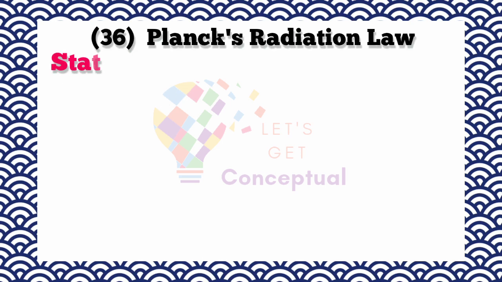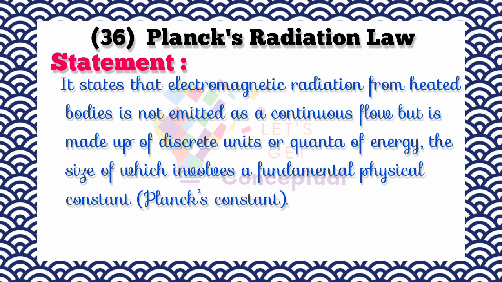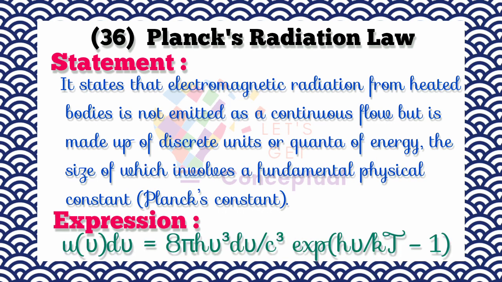Number 36. Planck's radiation law. Statement: It states that electromagnetic radiation from heated bodies is not emitted as a continuous flow but is made up of discrete units or quanta of energy, the size of which involves a fundamental physical constant, Planck's constant. Expression: U nu T nu is equal to 8 pi h nu cube d nu over c cube times exponential h nu over k T minus 1.